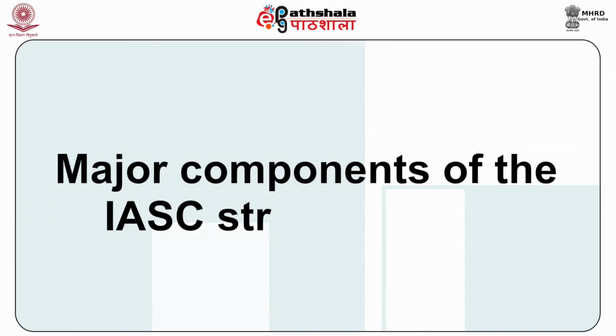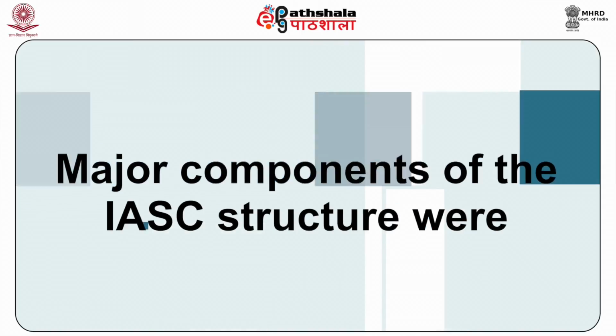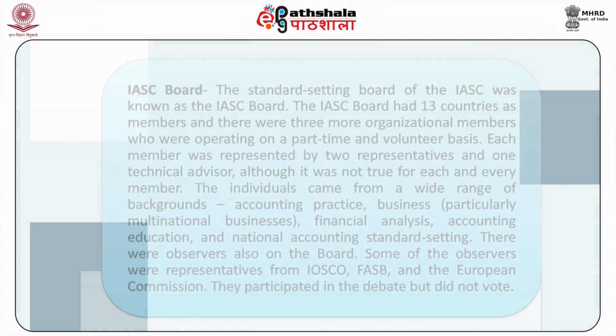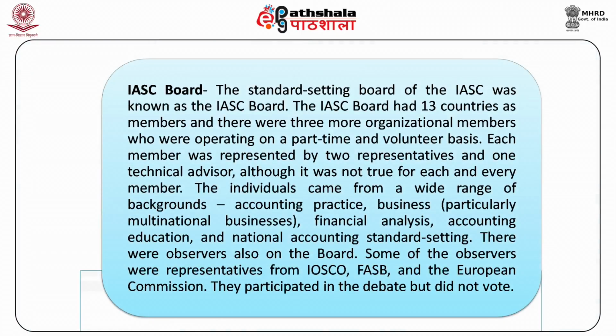Now we will discuss what the major components of the IASC structure were. The first one, the IASC Board. The standard-setting board of the IASC was known as the IASC Board. The IASC Board had 13 countries as members, and there were 3 more organizational members who were operating on a part-time and volunteer basis. Each member was represented by 2 representatives and 1 technical advisor, although this was not true for each and every member.